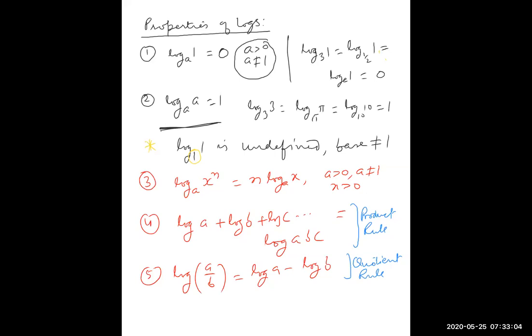Next, 6. This property was a very, very important property. a raised to power log a n is equal to n. Again, never forget that base must be positive, base must be greater than 0, and base cannot be equal to 1. For example, by this property, 3 raised to power log 3 5 will be 5. 5 raised to power log 5 7 will be 7.